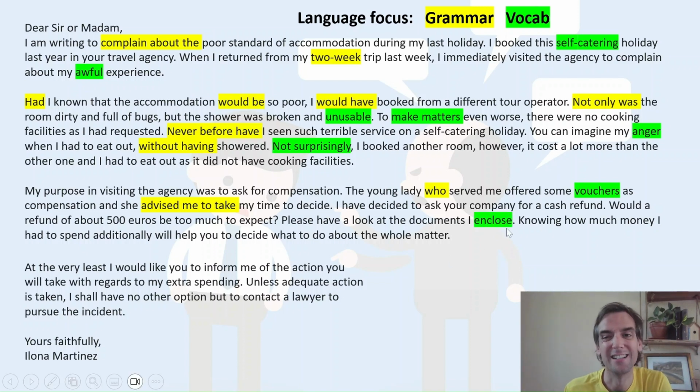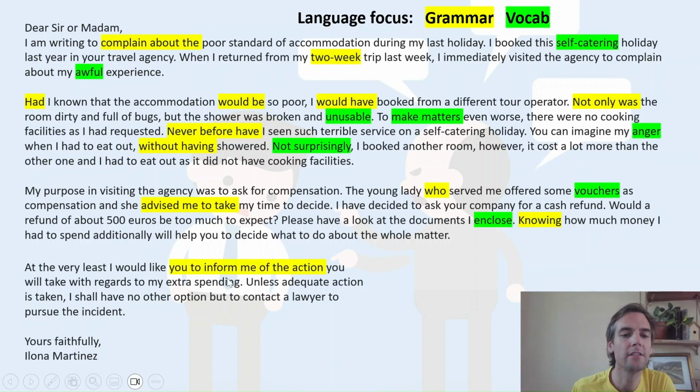I enclose, this is impressive vocab, saying I've enclosed documents with this letter, or I guess in more modern times it would be attach, because this would be an email really, so you would attach some documents. Again, we start a sentence with a gerund, like I talked about in the essay. Knowing how much money will help you. So instead of saying it would help, or that, you start with a gerund and you're varying your sentences again.